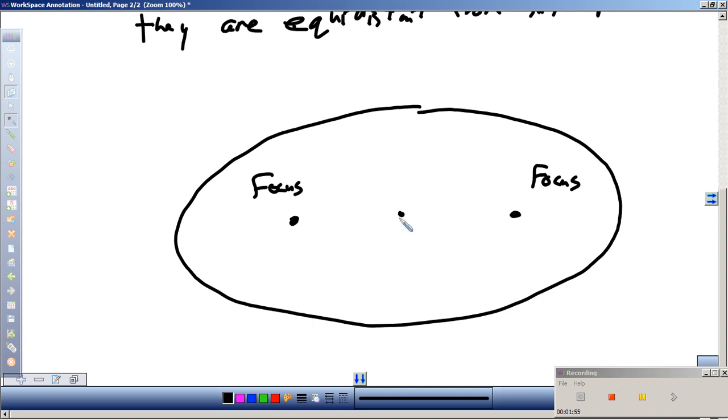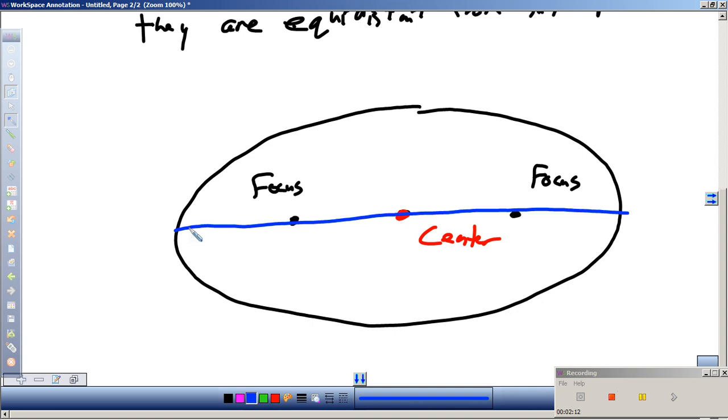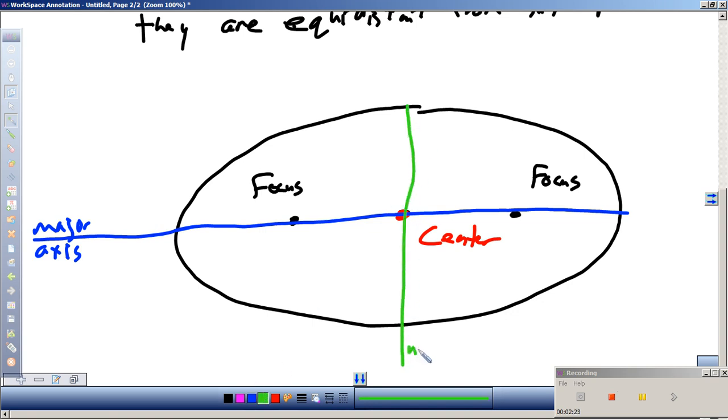Also have a point here. What would that one be? Center. And an important part, going across here, this is going to be your major axis. And the other direction is your minor axis. Notice these are lines, they are infinite in length, so it doesn't matter if I extend it outside. I just extend it so you can see the labels there.